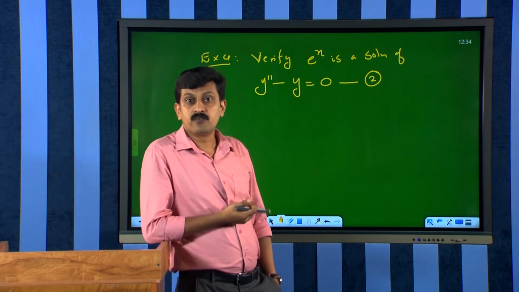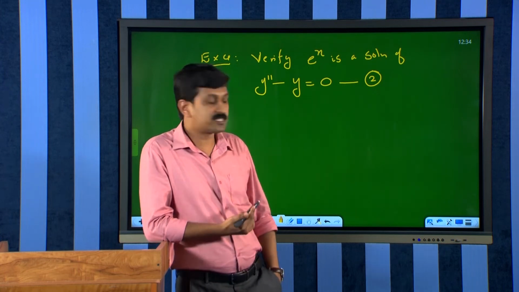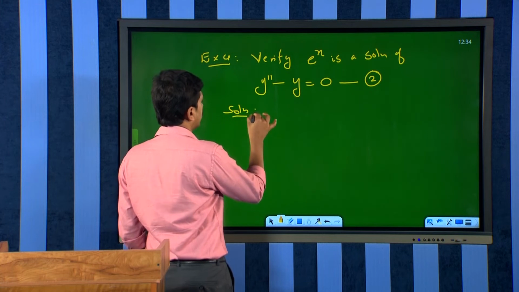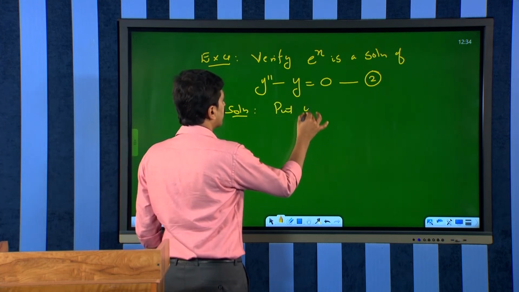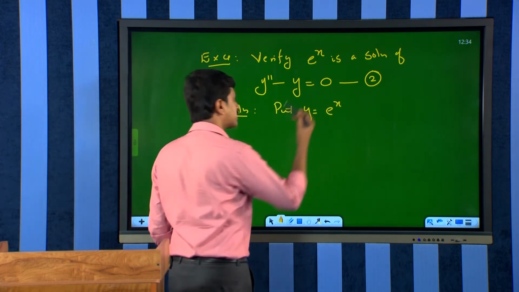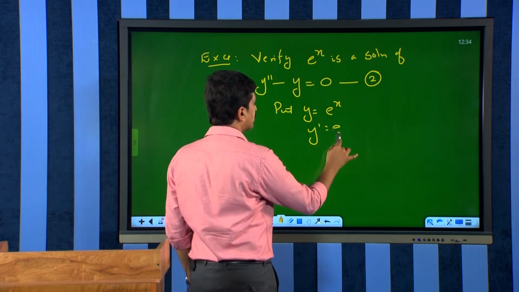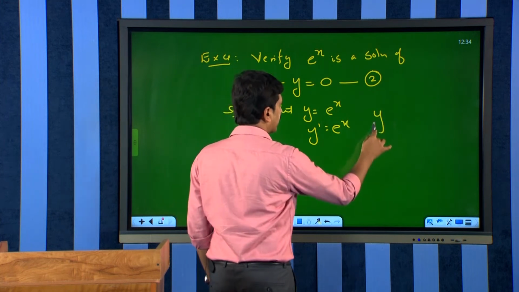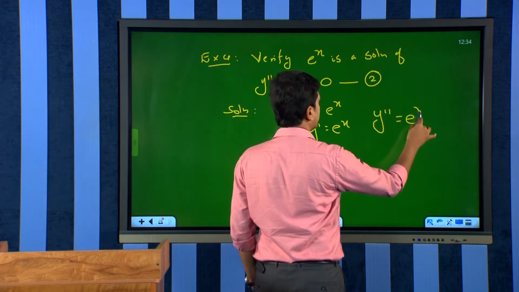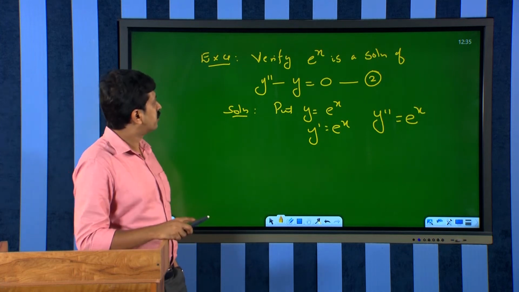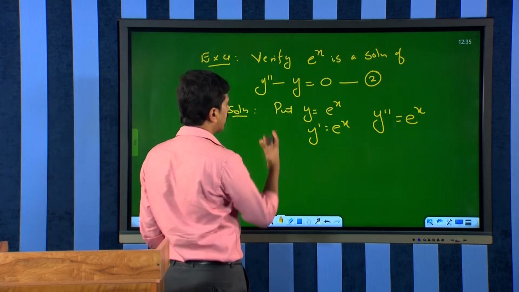Instead of phi of x, here we have e raised to x. So, as part of the solution, we just put y is equal to e raised to x, y dash is equal to again e raised to x, y double dash is again e raised to x, since the derivative and integral of e raised to x is again e raised to x.